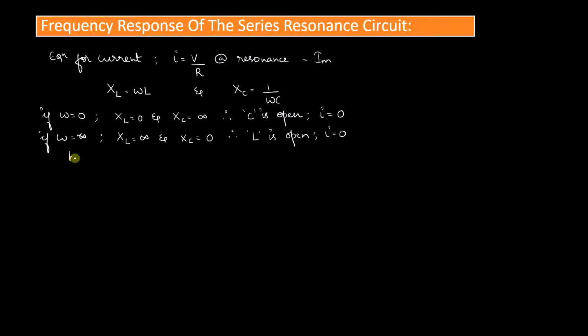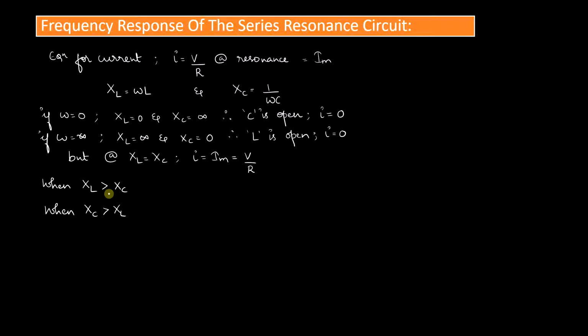But at XL equal to Xc, we have seen previously the current is equal to Im, which is equal to V by R, and this current corresponds to the maximum value of current. Now we need to check the condition as to what happens when XL is greater than Xc, and what happens when Xc is greater than XL.